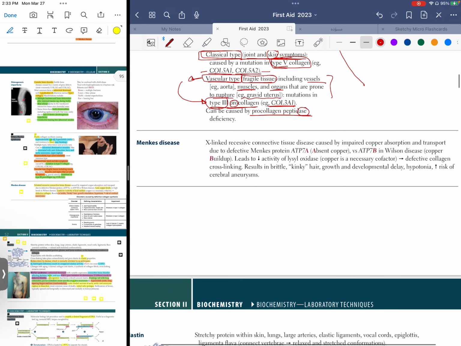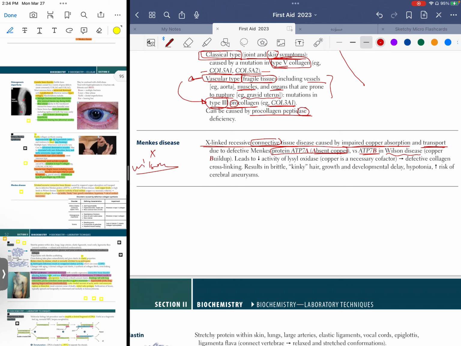Finally, we have Menkes disease. It's an X-linked recessive connective tissue disease caused by impaired copper absorption and transport due to defective Menkes protein, that's the ATP7A, also called absent copper to memorize it, versus the ATP7B in Wilson disease. So we know that Menkes is kind of like the opposite of Wilson.